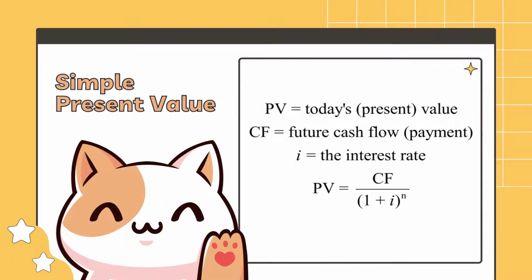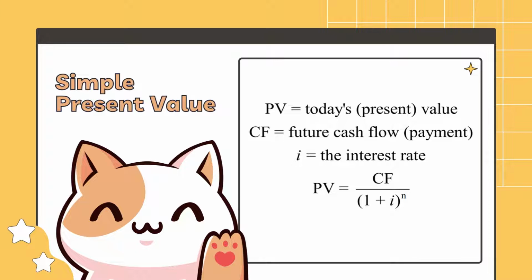So, simple present value. How to compute for the simple present value of a loan per se. These are the items or terms that we should remember. PV stands for present value, today's present value. CF stands for future cash flow. Ito yung equal payments natin or payment natin every year, for example. Then I is the interest rate.